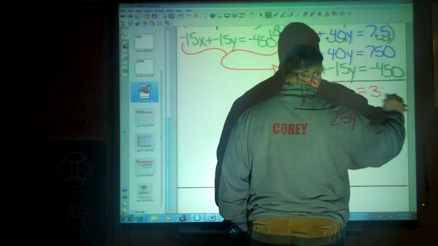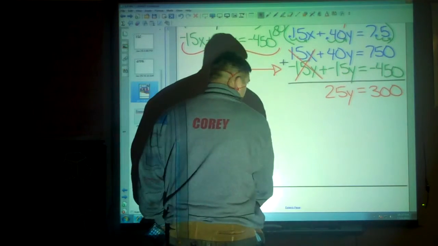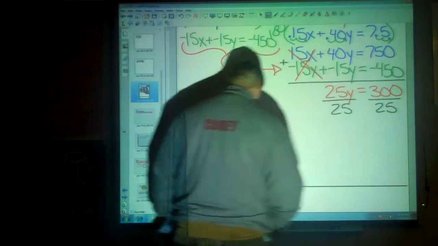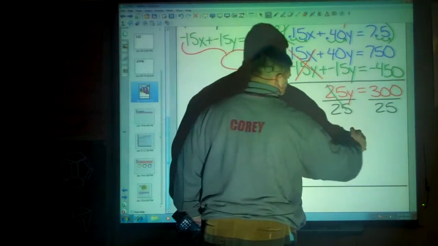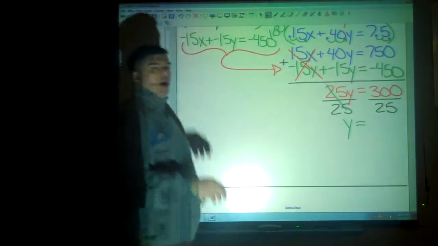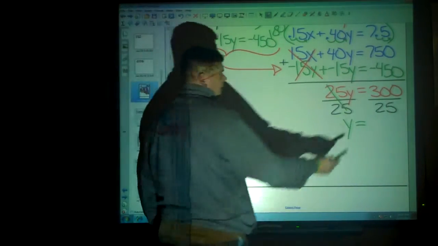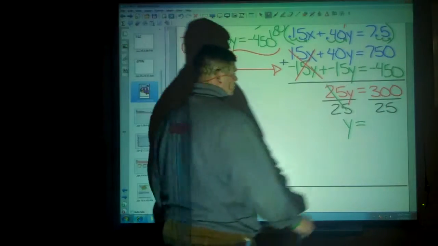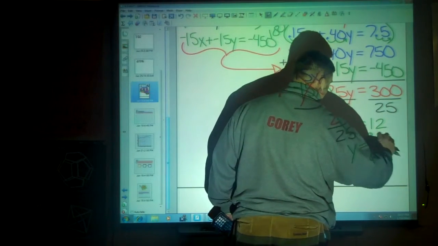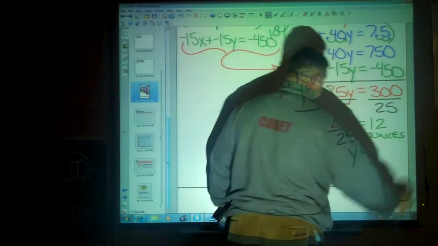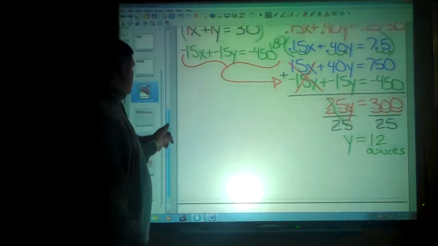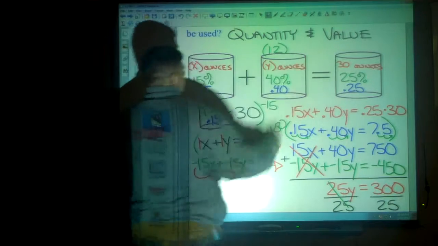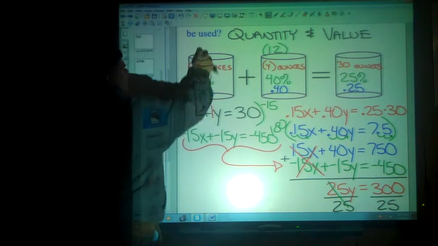All that's left is to divide by 25. And we end up with y is equal to, now 25 goes into 100 4 times, and there's 3 hundreds, so that means there's going to be 3 fours, which is 12. There is 12 ounces of the Y product. So if there's 12 ounces here, the only thing you can add to 12 to make 30 would be 18.